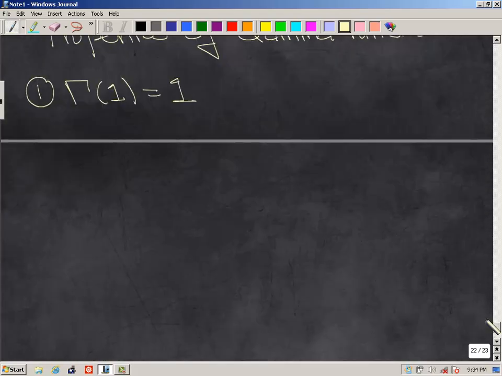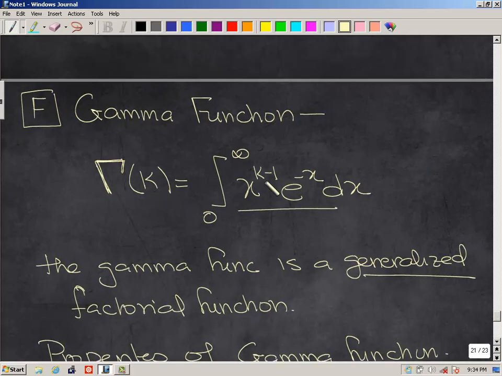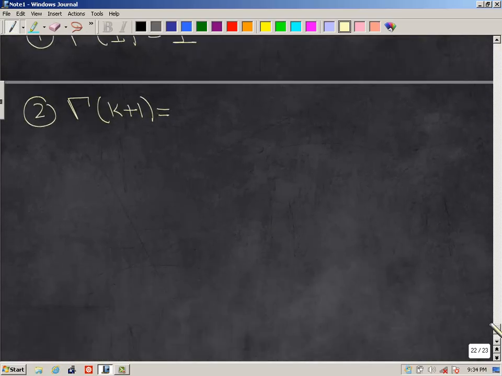The second property is gamma of k plus 1. What do we do? In this formula, replace k with k plus 1. When you replace this with k plus 1, the negative ones and positive ones will cancel. Then you do integration by parts, and you'll end up with this handy dandy formula: k times gamma of k. You basically get the gamma function back, except multiplied by k.